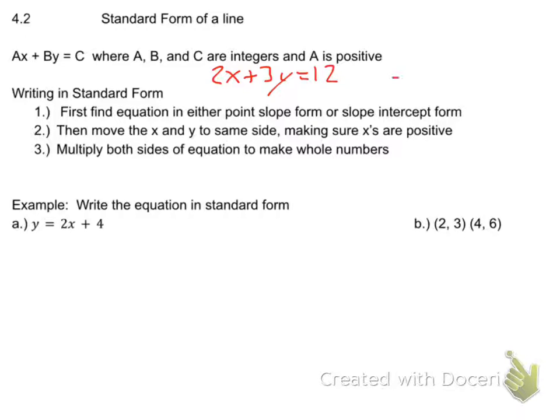Could you technically have negative 2x minus 3y equals negative 12? Yes. I technically just took the first problem and multiplied everything by negative 1, both sides. By negative 1, it's going to be the same line.